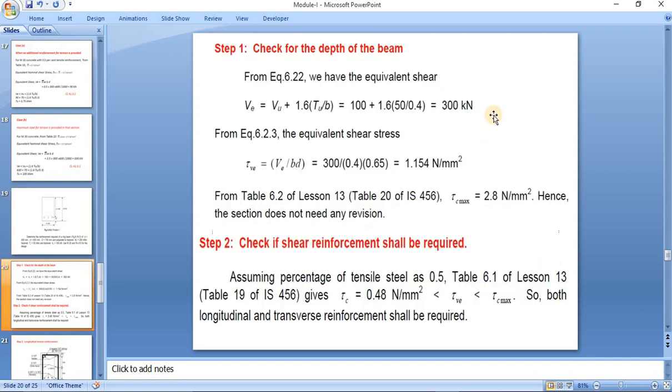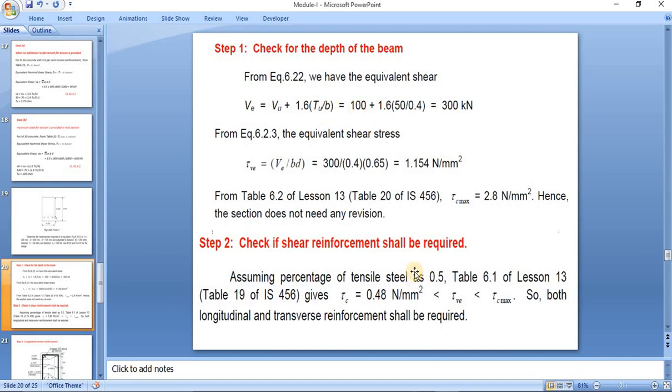First of all, we'll move step by step. The first step is to check for depth of the beam, because if any revisions are required, we are going to revise it accordingly, and then proceed with the calculation of reinforcement. So check for depth is a must. The check for depth can be calculated by using this formula, that is Ve, the equivalent shear, is equal to Vu plus 1.6 Tu divided by b.